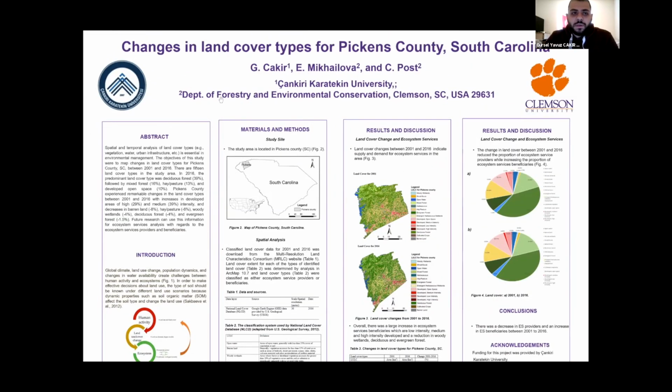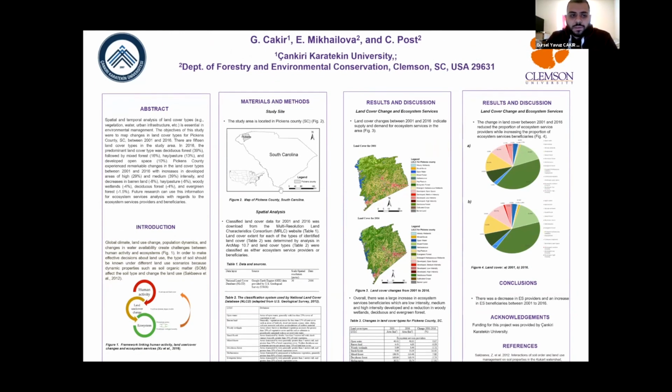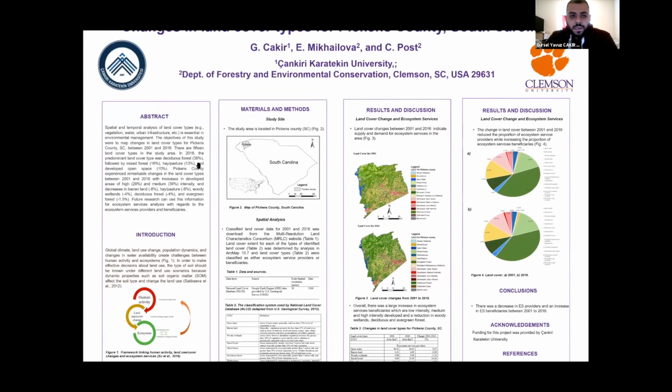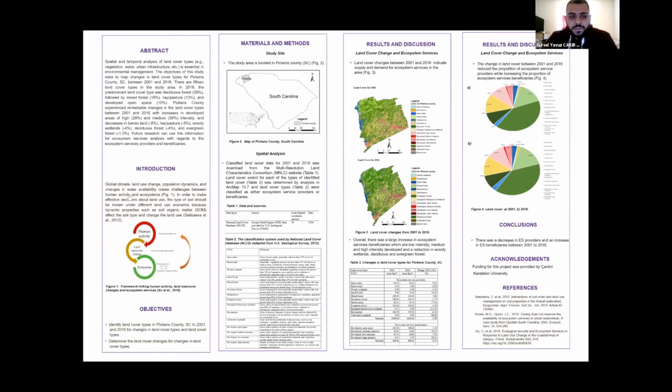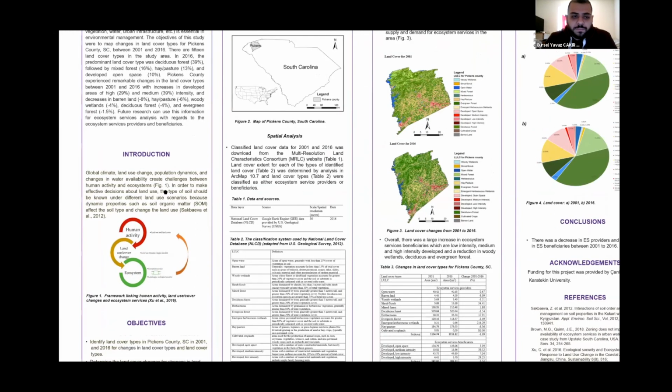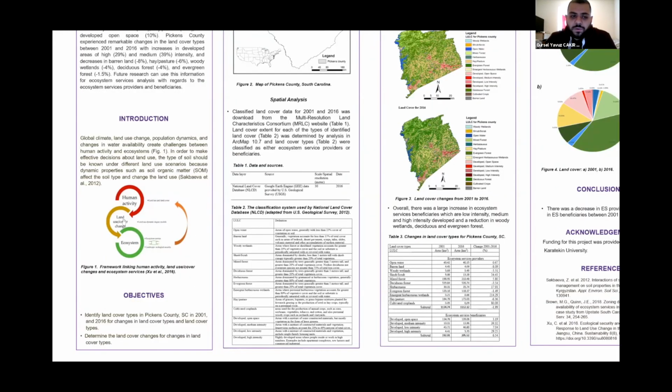My presentation is about changes in land cover types for Pickens County between 2001 and 2016. And there are 15 land cover types in this area. And you know that global climate and land use change, population dynamics, and changes in water availability create challenges between human activity and ecosystems. And human activity affects land cover change, and land cover change affects ecosystems, and then ecosystems affect human activity again.